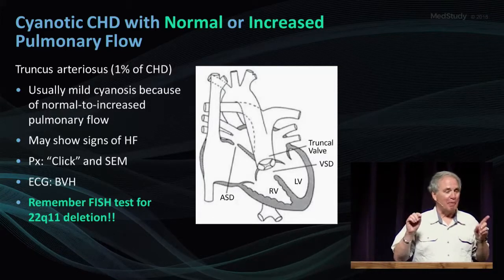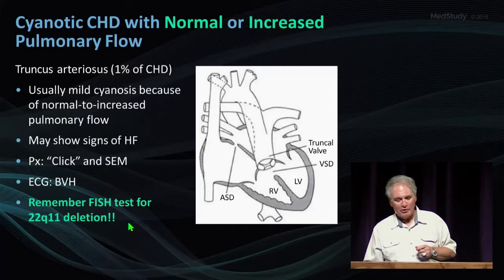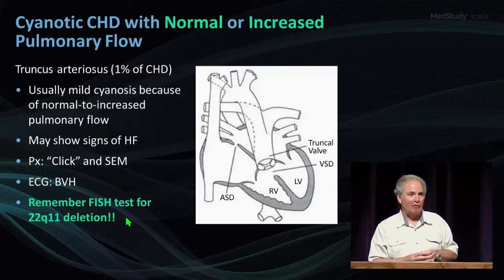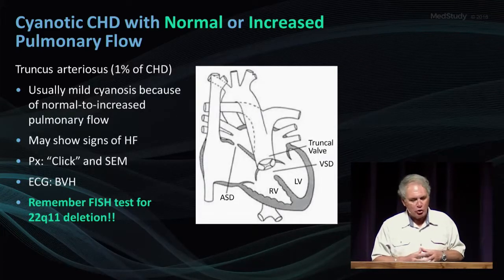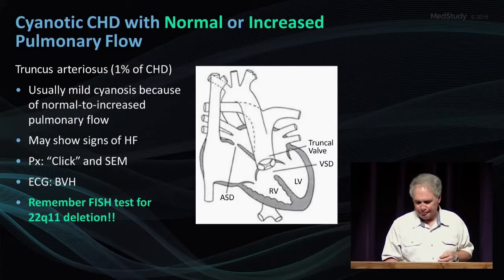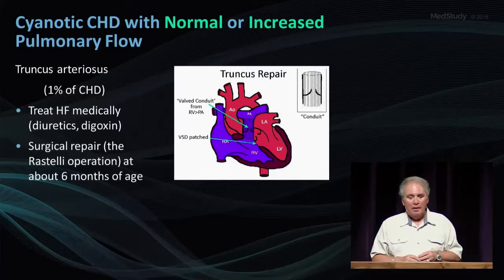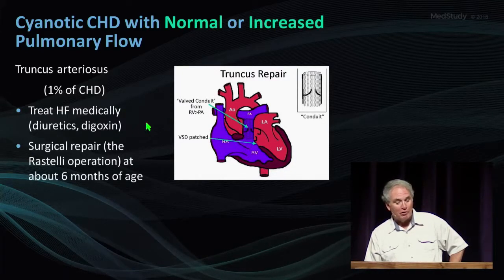But what I want you to remember about this slide, if faced with a patient with truncus arteriosus, either in real life or on a piece of paper during your exam, fluorescent in situ hybridization, looking for the DiGeorge locus deletion on chromosome 22. These children sometimes need medical treatment for pulmonary overcirculation, digoxin, diuretics, again, digoxin sometimes, and then a surgical repair at about 6 months of age.